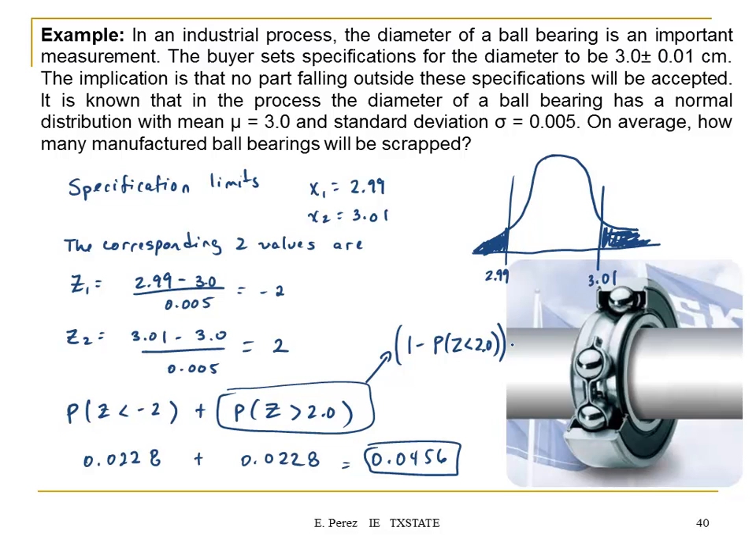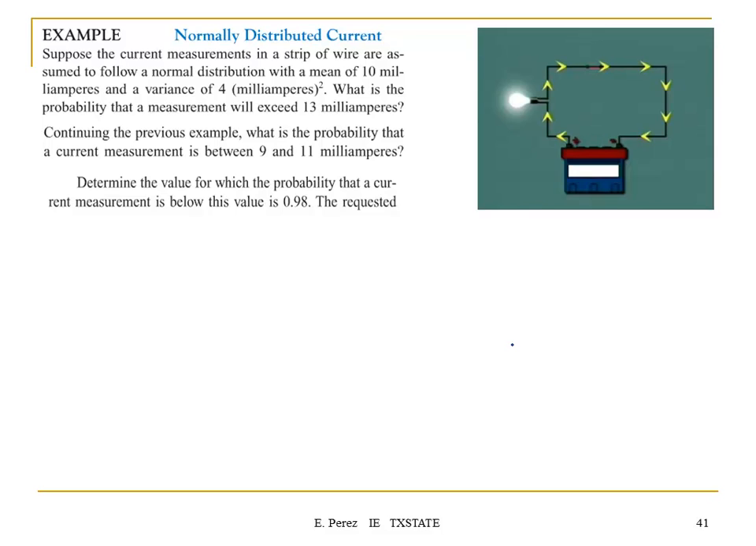Let's move to the next one, and the next one is going to be more interesting for those in electrical engineering. So what we have here is a normally distributed current. Suppose the current measurements in a strip of wire are assumed to follow a normal distribution with a mean of 10 milliamperes and a variance of 4. What is the probability that the measurement will exceed 13?